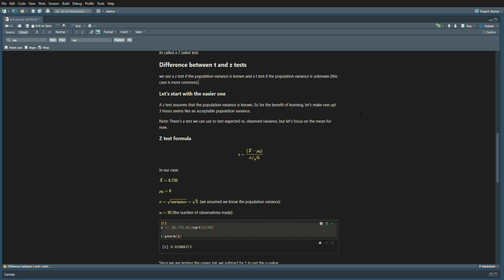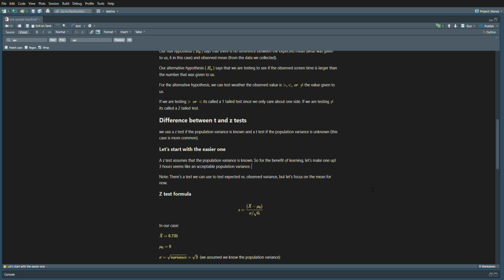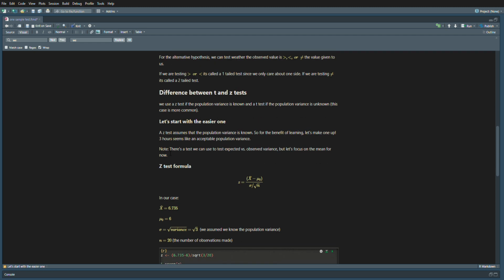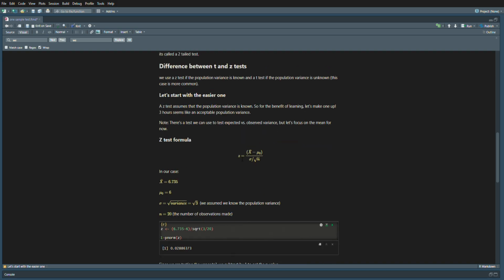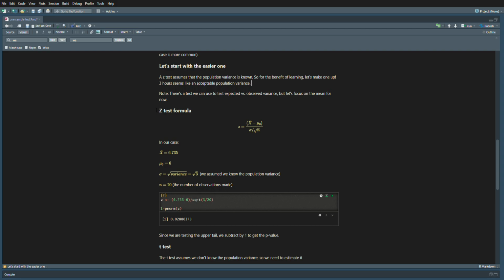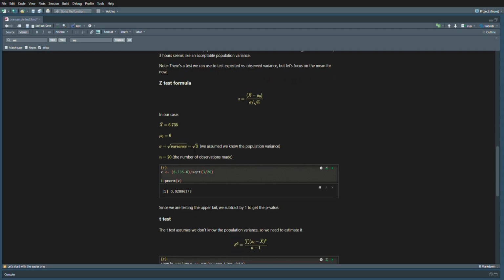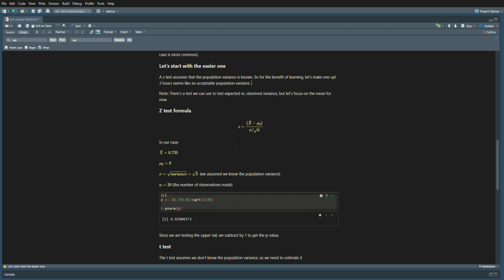So let's just make up a population variance. So let's say 3 hours is the population variance. So this means that the variation among the data is about 3 hours from the mean. And there's also tests that we can use to test expected versus observed variance, but maybe that could be a later video. And the z-test formula is as follows. The z-score is x bar minus mu naught over sigma over square root of n. Our x bar we calculated to be 6.735, and our mu naught was given as 6. And our variance, the one that we assumed, is 3.